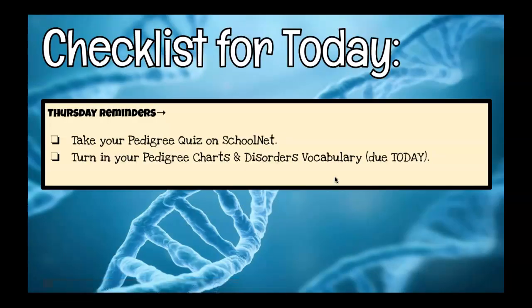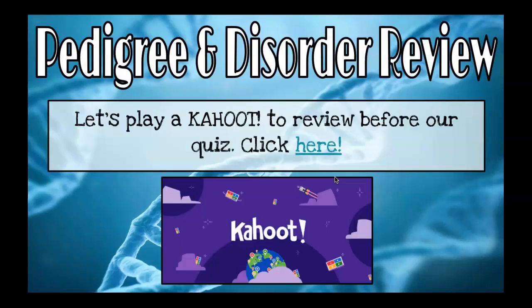A couple of reminders. Today in class during the live session, we took our pedigree quiz in SchoolNet, so make sure you check the classwork tab in Google Classroom to find your quiz code. We also turned in our vocabulary that was due today on pedigrees and genetic disorders. So if you haven't done that, make sure you get that turned in as well.